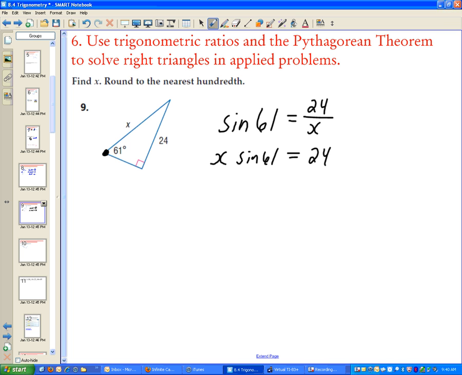Now, we did not get x all by itself, so it requires another step. What do I do to get x all by itself? Yeah, to get rid of the sine of 61, which is multiplied by x, you undo multiplying by the sine of 61 by dividing by the sine of 61. So x is going to equal 24 divided by the sine of 61.